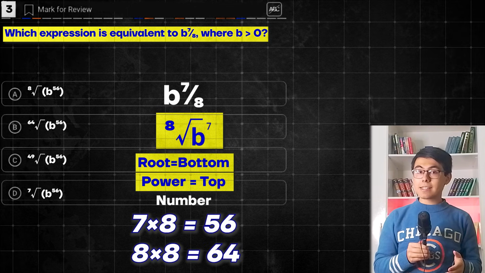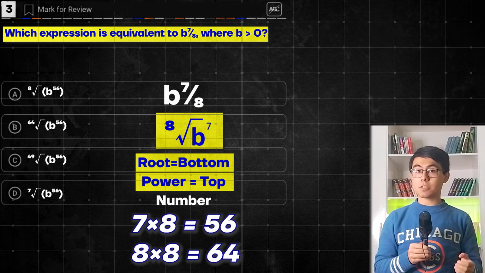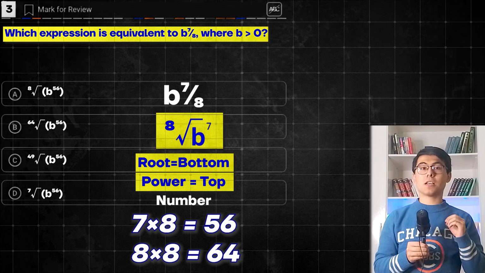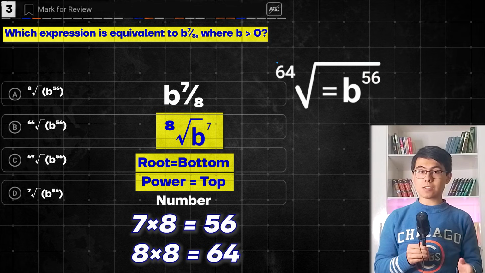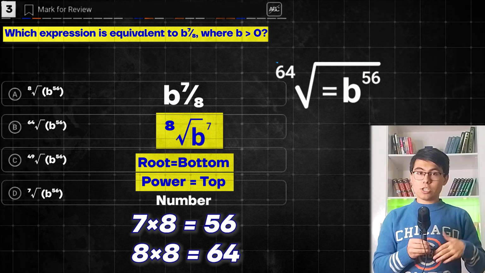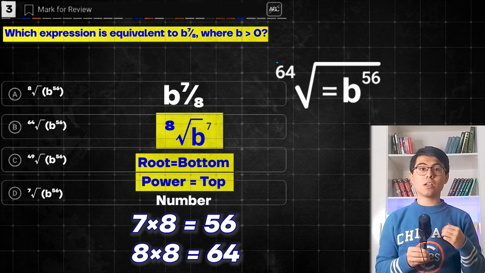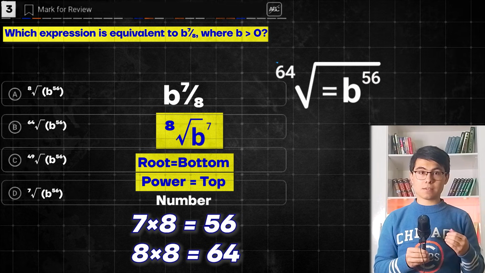7 multiplied by 8 equals 56. 8 multiplied by 8 equals 64. So now it becomes b to the power of 56/64, which is exactly the same as the 64th root of b to the power of 56.